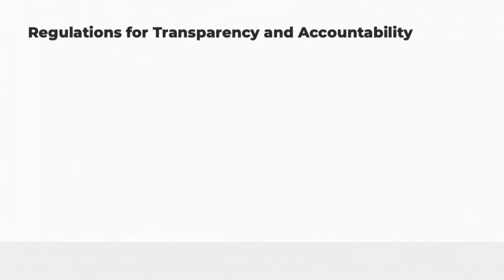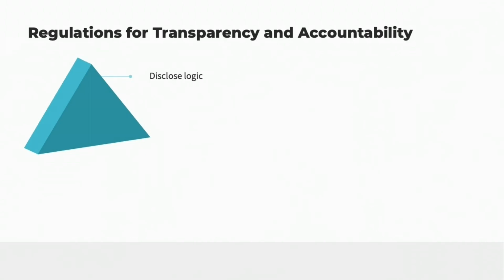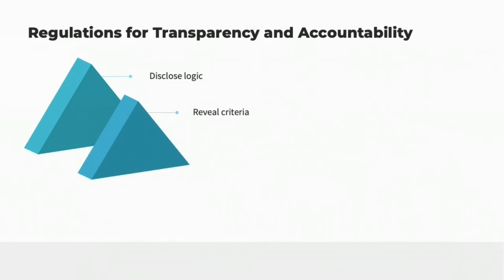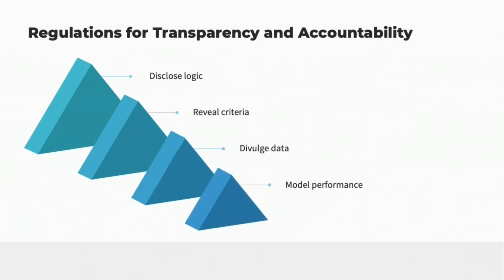Now let's touch on these a little bit deeper. Policies aimed at transparency and accountability might require developers to disclose the logic, criteria, and data upon which the models base their decisions. This could include mandatory reporting of the model's performance across different demographic groups, ensuring that any biases are evident and can be addressed.